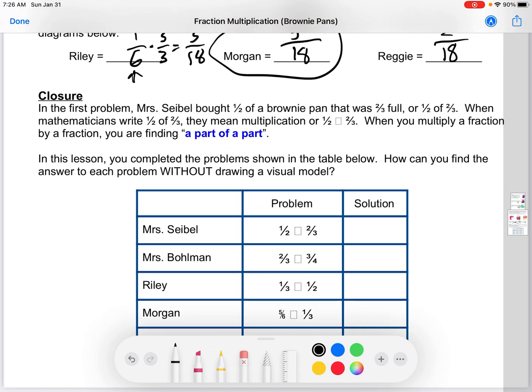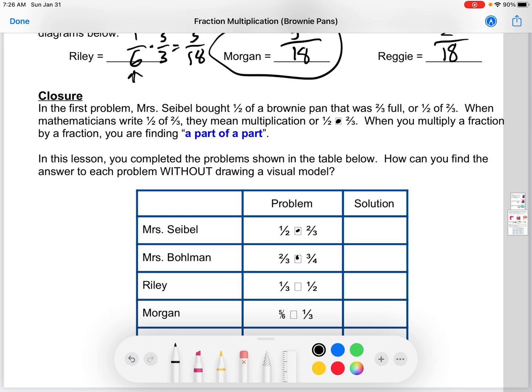In the first lesson, Mrs. Seibel bought a half of the brownie pan mix that was 2/3 full, or half of 2/3. When mathematicians write half of 2/3, they mean multiplication, or 1/2 times 2/3. When you multiply a fraction by a fraction, you are finding a part of a part. In this lesson, you completed the problems shown in the table below. How can you find the answer to each problem without drawing a visual?